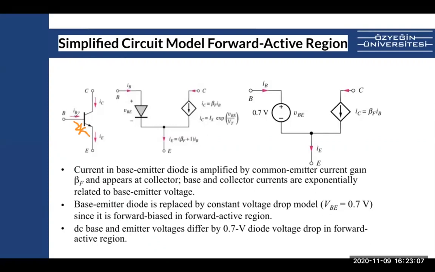If we draw the equivalent model, this node is the base node. So we start from the base node and connect the diode to the emitter node. So this is the base emitter diode here. And because the emitter current is the sum of two different currents, the collector current and the base current, this is the base current through the junction. And we also have the collector current, which we called BFIB, so it is beta times base current. Those two currents sum and create the emitter current.